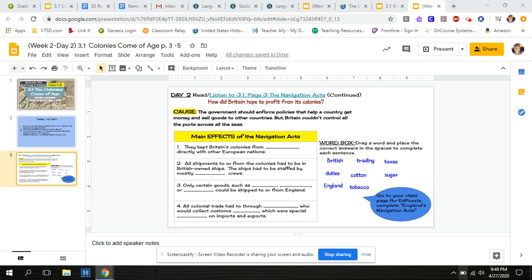The first effect of the Navigation Acts was that they kept Britain's colonies from trading directly with other European nations. So you're going to look for trading on the right side under the word box, and you're going to drag that to the first section.